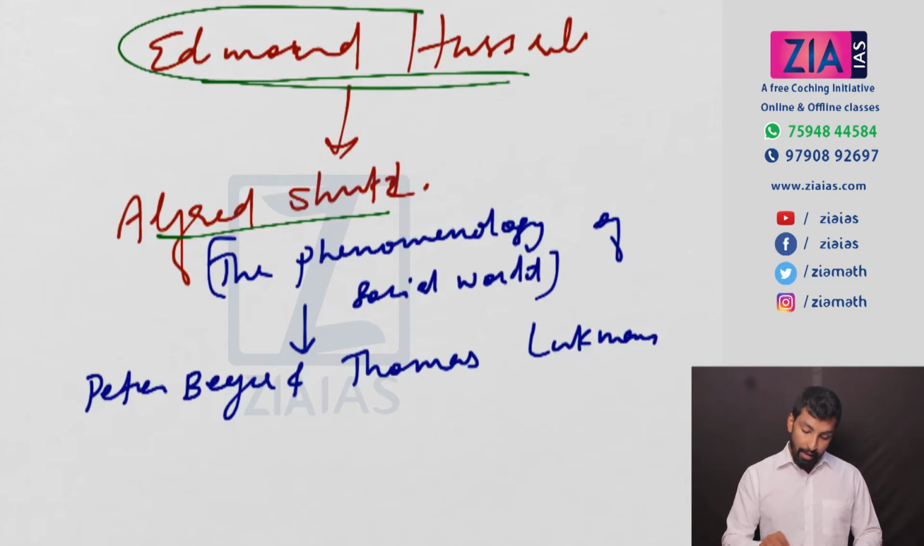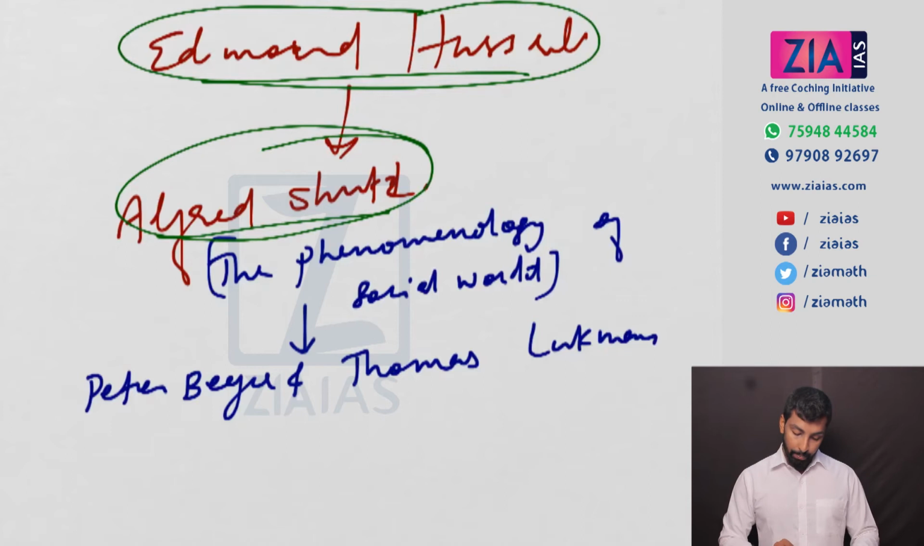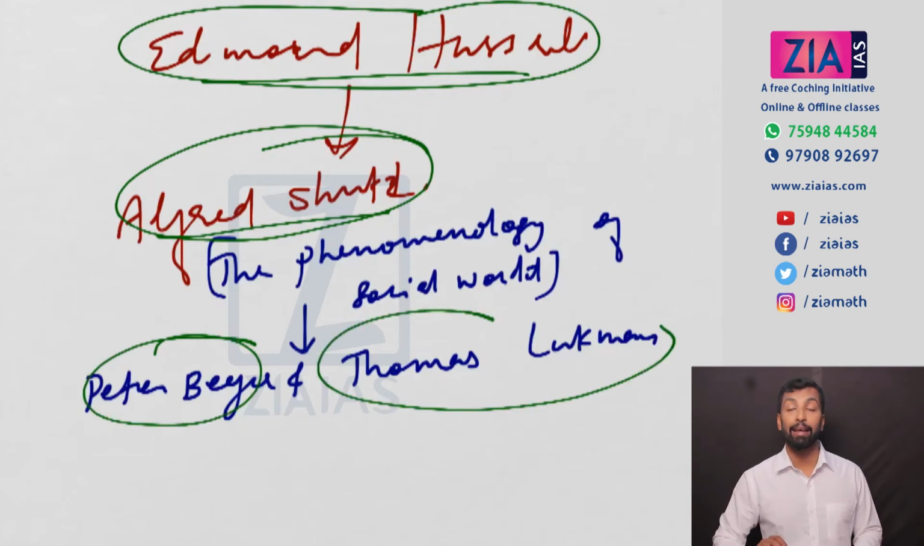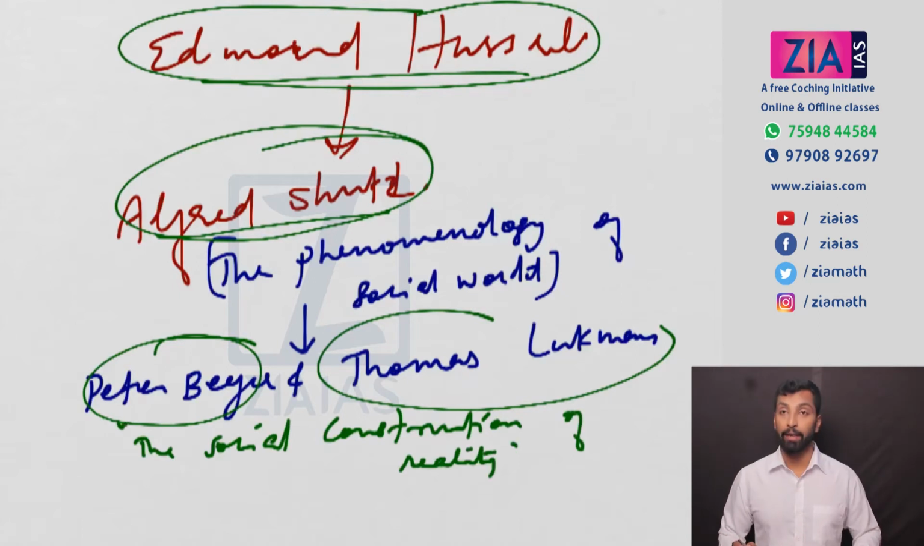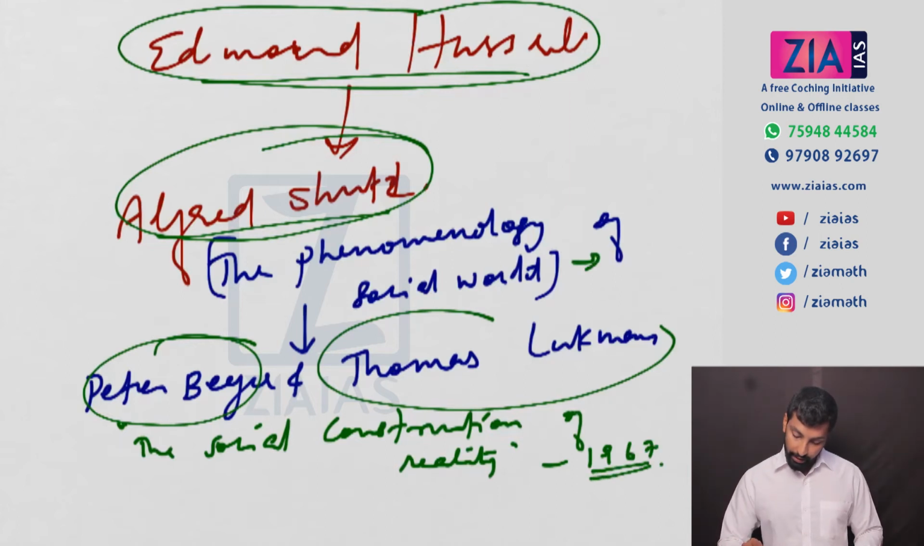So Edmund Husserl, Alfred Schutz, Peter Berger and Thomas Luckmann in their book The Social Construction of Reality. You need to write the year also, 1967. And The Phenomenology of the Social World, the year is 1932. So don't make any mistake when you're writing the year. These are the names that you need to write.